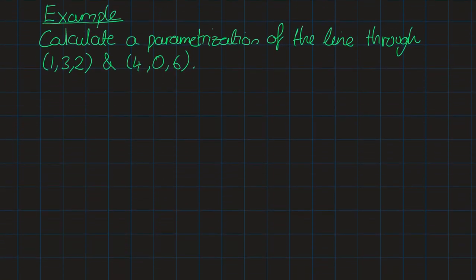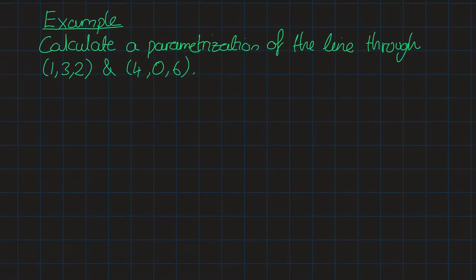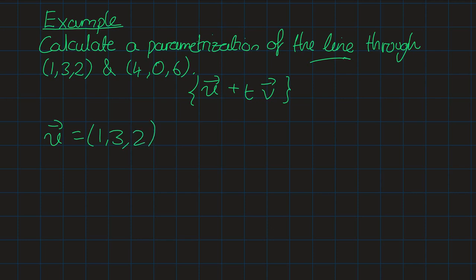So let's do an example. This example says calculate the parametric equation of the line through these points: the point (1, 3, 2) and the point (4, 0, 6). So we know the answer is going to be something of the form u plus tv. I just need to work out u and v. I can let u be either one of these. I'll let u be the first one for no particular reason at all.